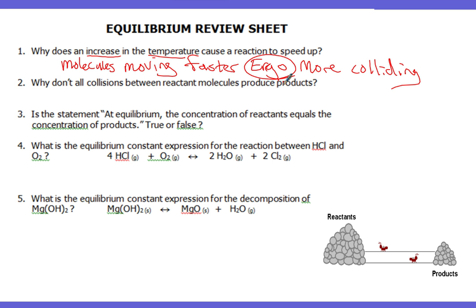Number 2, why don't all collisions produce products? The first thing is they have to have enough energy. They need to have more energy. Trying to write activation energy also in there.